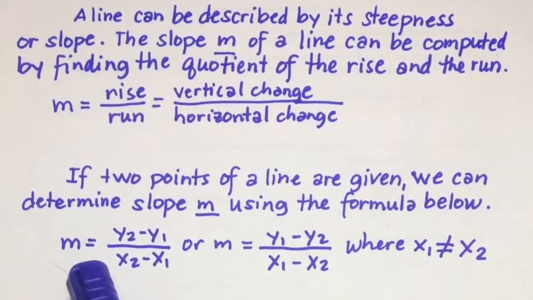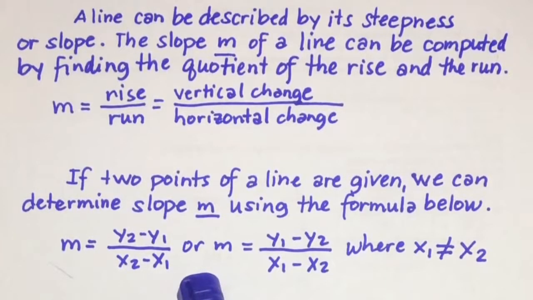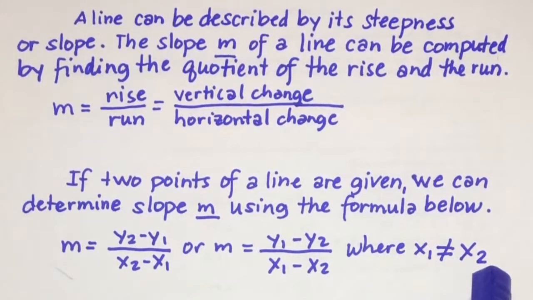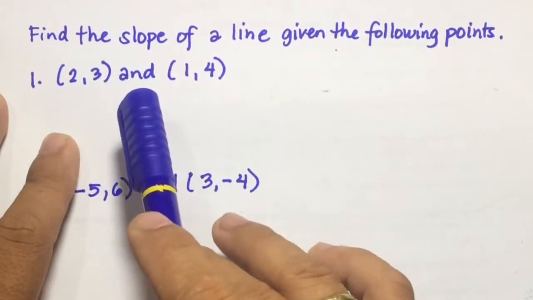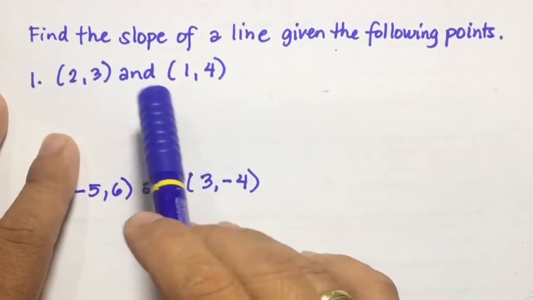So m is equal to y sub 2 minus y sub 1 divided by x sub 2 minus x sub 1, or another formula is m equals y sub 1 minus y sub 2 over x sub 1 minus x sub 2, where x sub 1 is not equal to x sub 2, because if these two are equal, then it means that the slope is undefined. So we have here examples of finding the slope given 2 points of the line.